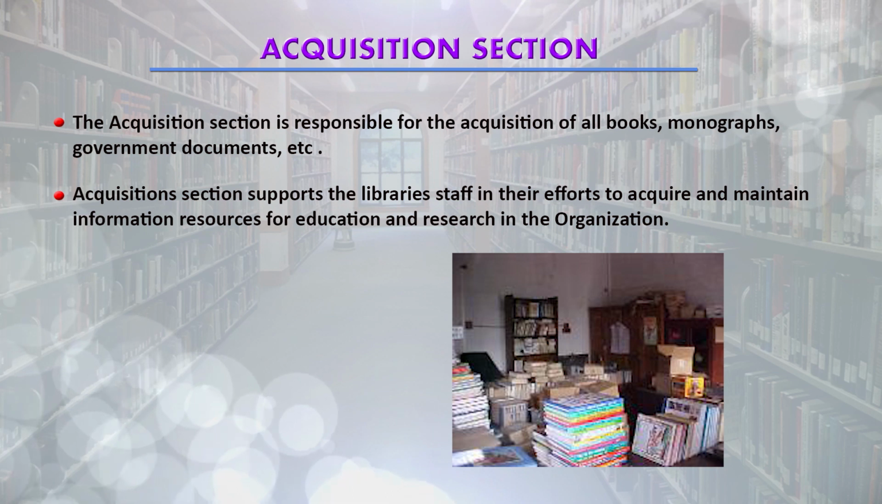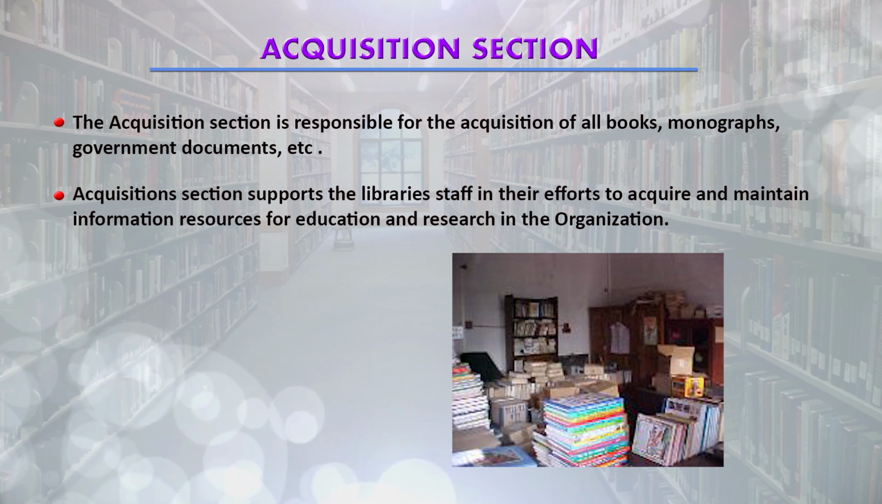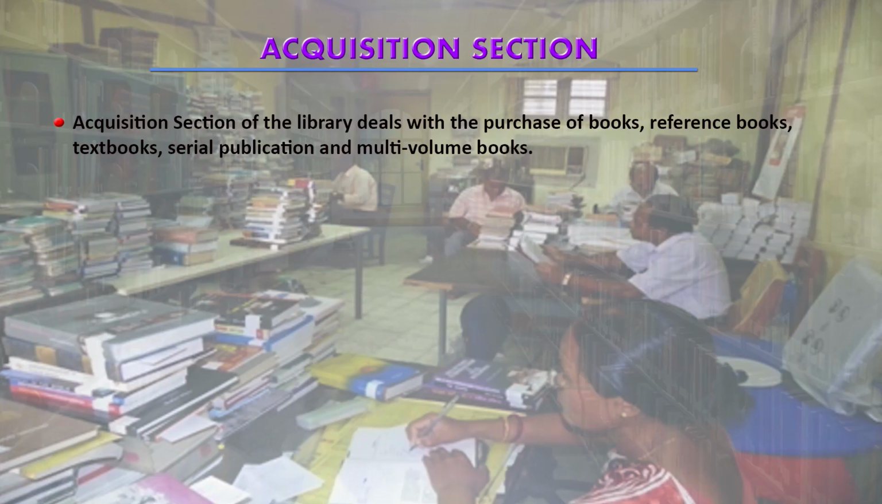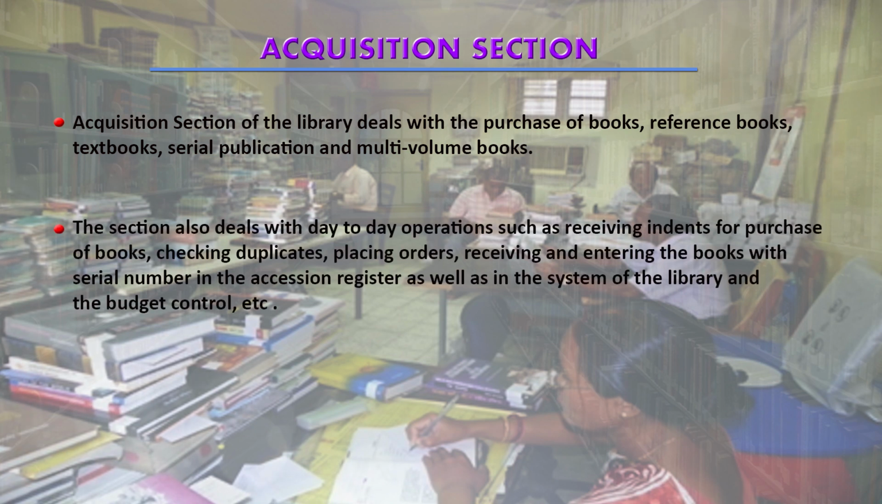The acquisition section supports the library staff in their efforts to acquire and maintain information resources for education and research in the organization. This section deals with the purchase of books, reference books, textbooks, serial publications and multi-volume books. It also deals with day-to-day operations such as receiving indents for purchasing books. Checking duplicates is required to avoid purchasing the same title again and again. Then placing orders, receiving and entering the books with serial number in the accession register as well as in the system of the library, and budget control etc.